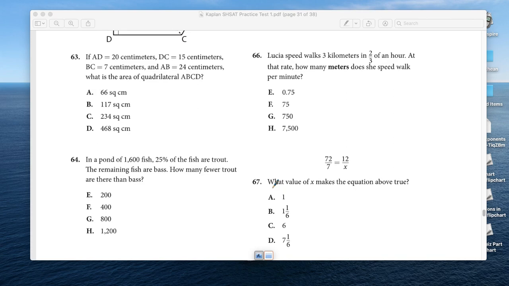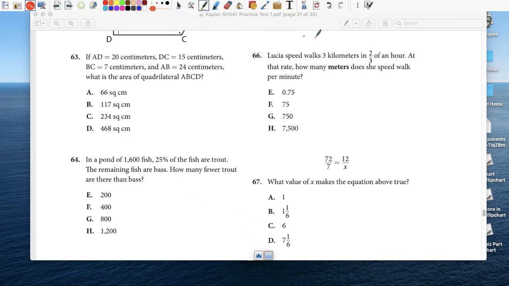Okay. Let's read the question quickly. She walks 3 kilometers in 2/3 of an hour. How many meters does she speed walk per minute? Okay, so let's set up a proportion. She walks 3 kilometers in 2/3 of an hour. Now, we want her how many meters. We want the answer in meters per minute. So that's what we wanted. So 3 kilometers, let me start again.